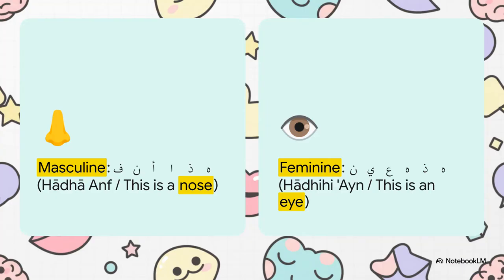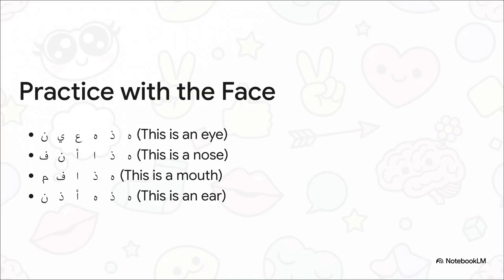And this slide lays it out perfectly. For nose, enf, which is masculine and singular, we say hada enf. But for eye, ayn, which is feminine because it's part of a pair, we switch to our second tool, hadihi ayn. This is an eye. See, it's that simple. You just have to pick the right tool for the job. Let's practice with a couple more. For mouth, fam, we use hada. For ear, udhun. Well, it's another paired body part, so what do we use? That's right, hadihi. You're really starting to get the rhythm of the language now.